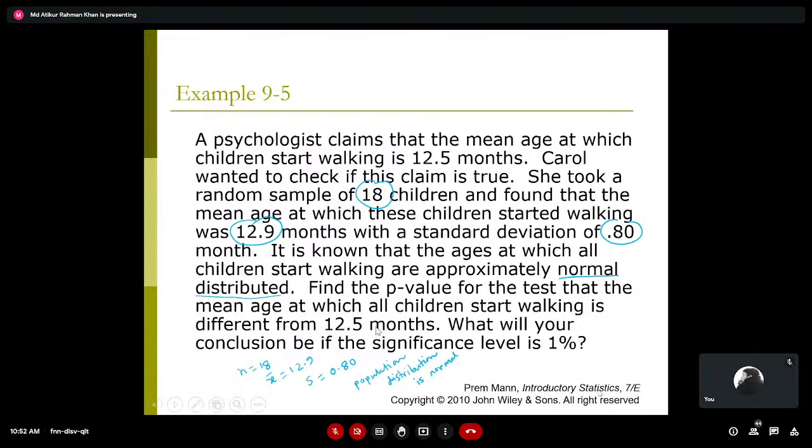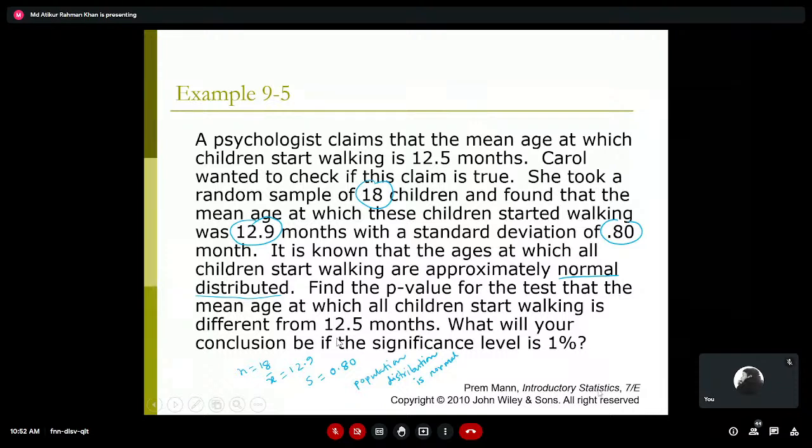Find the p-value for the test. So you have to follow the p-value approach. Find the p-value for the test that the mean age at which all children start walking is different from 12.5.